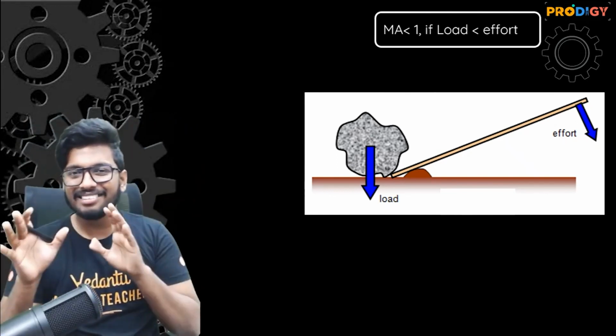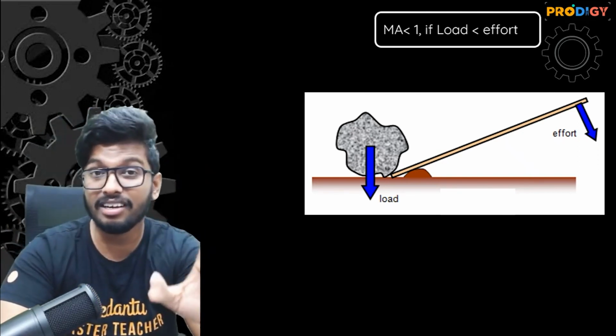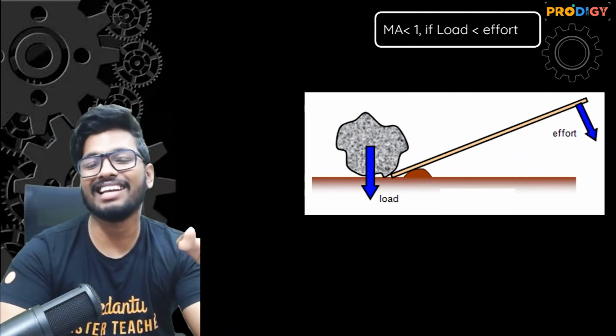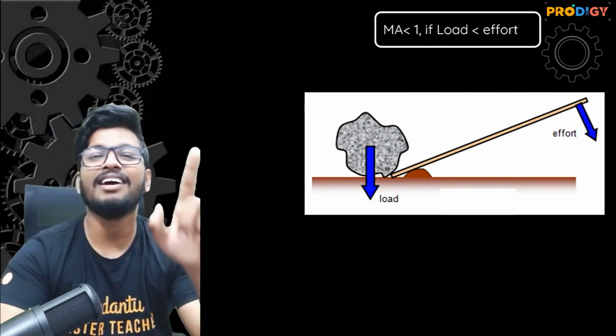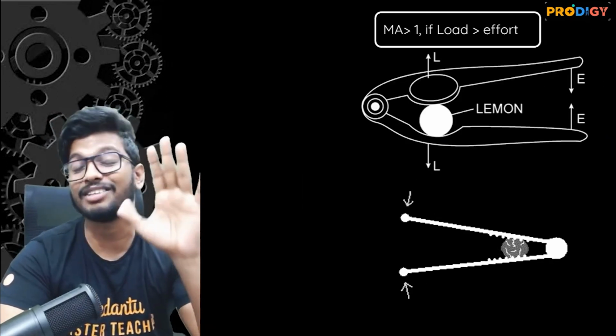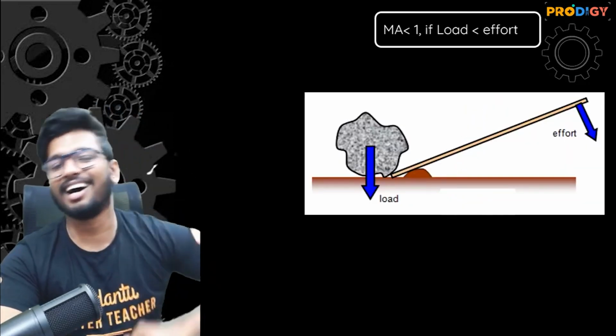So again, guys, mechanical advantage less than 1, load is less than effort. Mechanical advantage equal to 1, load is equal to effort. If mechanical advantage is greater than 1, then your effort is much lesser than the load, or the load is greater than the effort. All right, so these are the three conditions, guys.